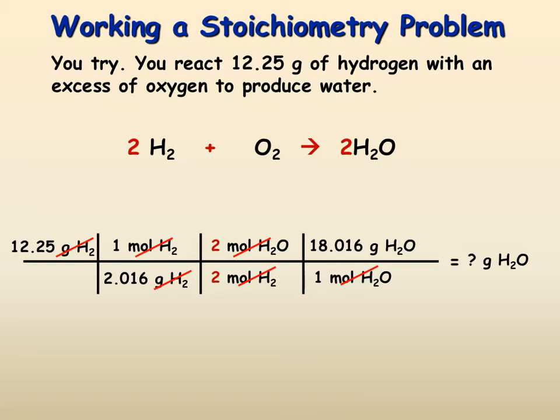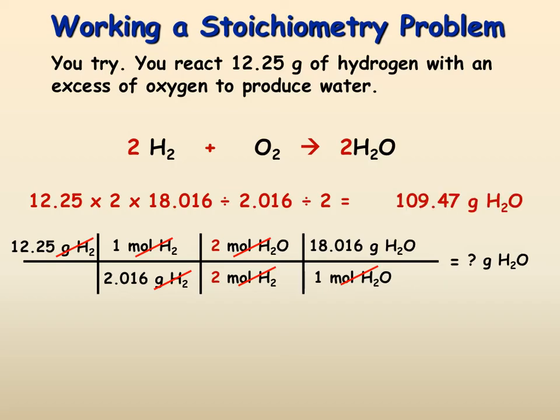So again, I'm going to do 12.25 times 2 times 18.016. Then I'm going to divide by 2.016 and divide by 2. That gives me 109.47. Then the last thing to account for is sig figs, so my final answer is 109.5 grams water.